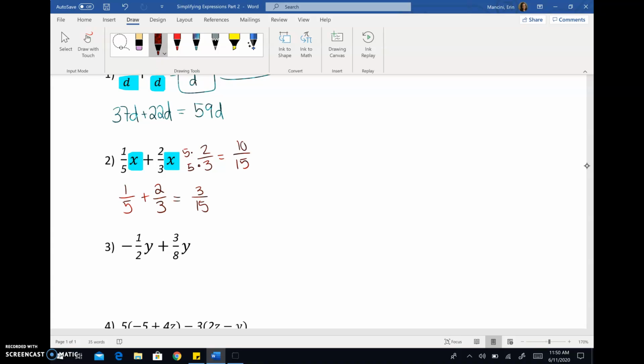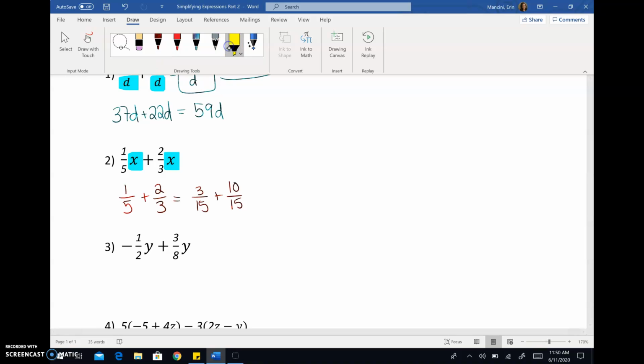And again, if you don't believe me that they're equivalent fractions, so equivalent meaning they're the same value but written in different ways, you can simplify this fraction by dividing by 5. 10 divided by 5 is 2. 15 divided by 5 is 3. 2/3 is the exact same thing as 10/15. Okay, so all you did was convert to an equivalent fraction. Hopefully that was a review, but if you find that challenging, let me know and I'd be happy to go over it. Okay, so 1/5 is 3/15, 2/3 is 10/15.